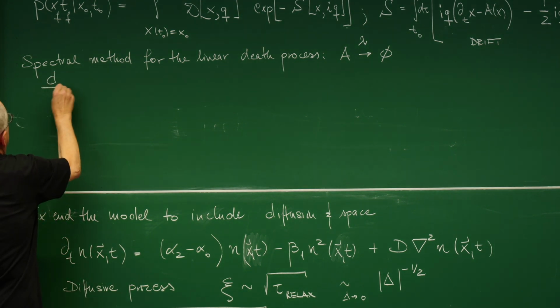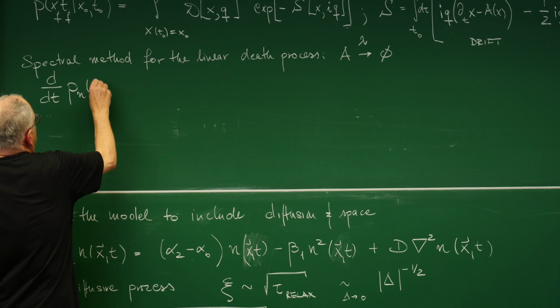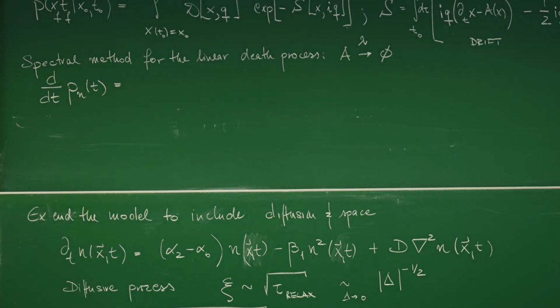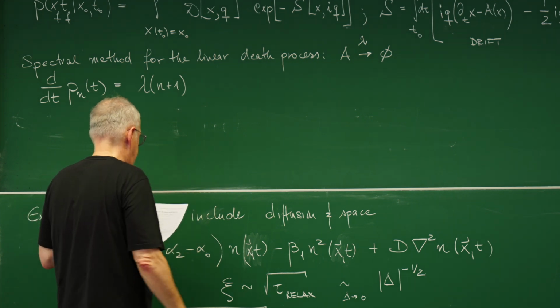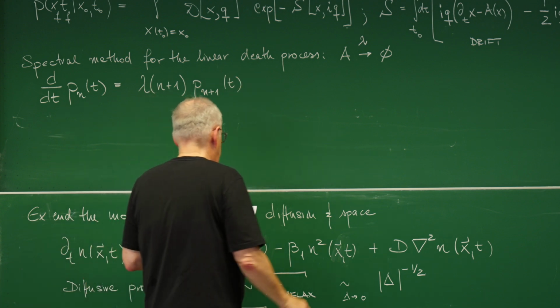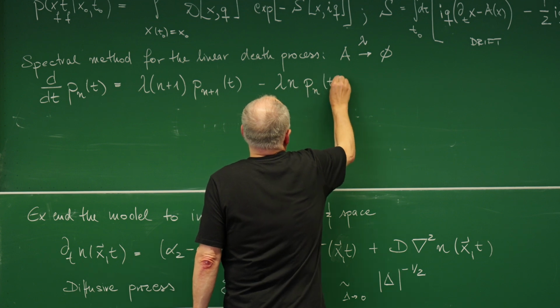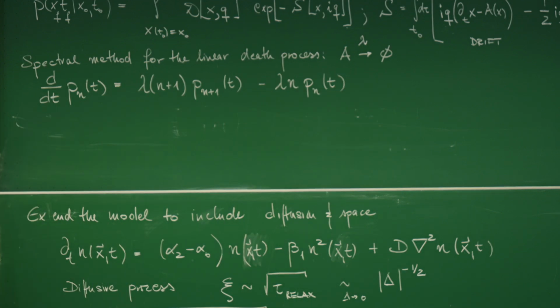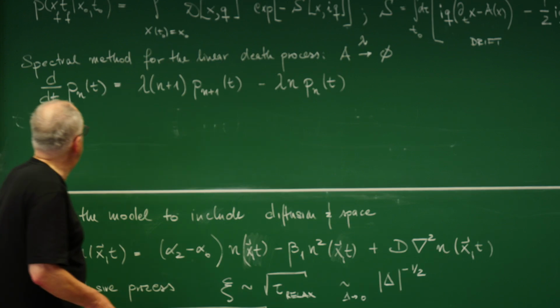The corresponding equation for the probability distribution, so the master equation for the probability of having n particles A at time t, is lambda times n plus 1 p n plus 1 t minus lambda n p n t. So you gain into state n if you start at state n plus 1 and you die, and you lose from state n if you start in state n and die and go to state n minus 1.